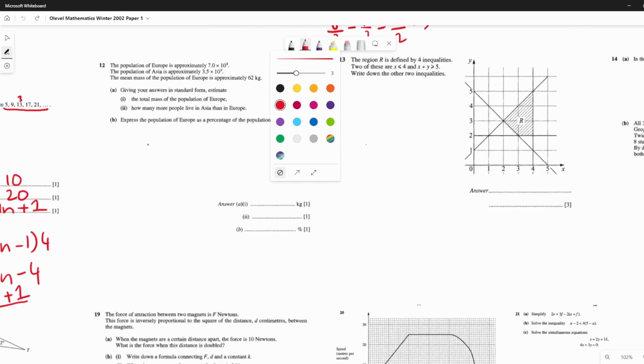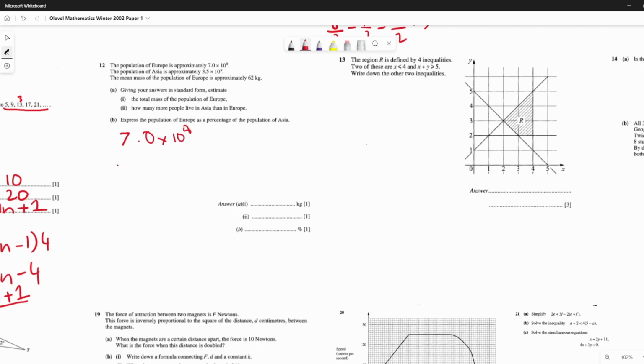All right, we are on to this latter half of questions with question number 12. So the population of Europe is 7.0 into 10 to the power of 8. And the population of Asia is 3.5 into 10 to the power of 9. The mean mass of the population of Europe, so mean means average, is approximately 62 kilograms.